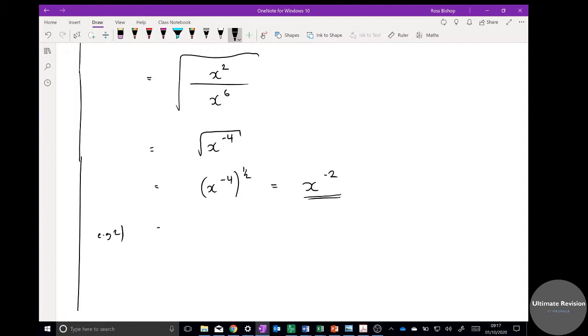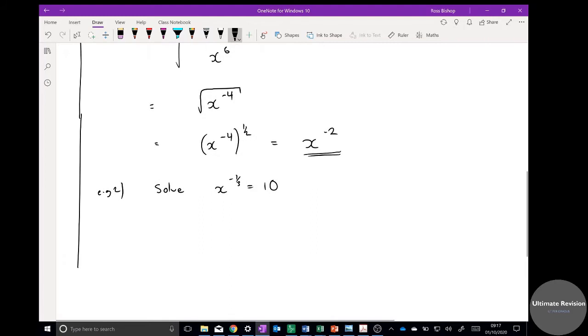e.g. we might be asked to solve something like this. Solve x to the minus third equals 10, and this would be in a non-calculator paper. Solve that. So we're trying to work out what x is there. Now the best way to do this, you're trying to get to a point where x is equal to some number. That's what we're trying to work out, and that's really x to the power of 1.